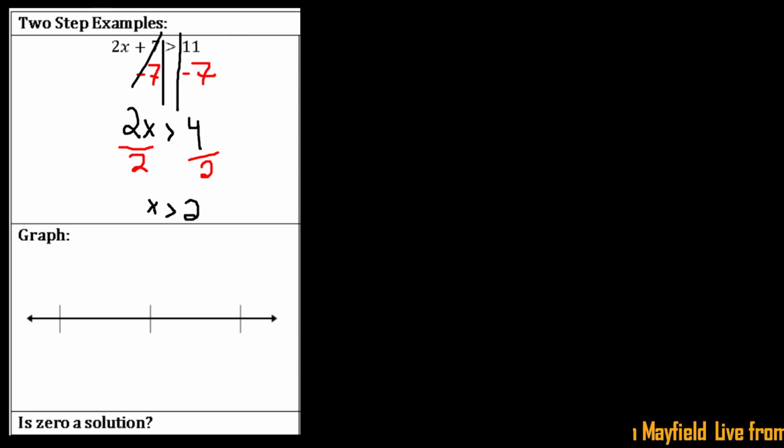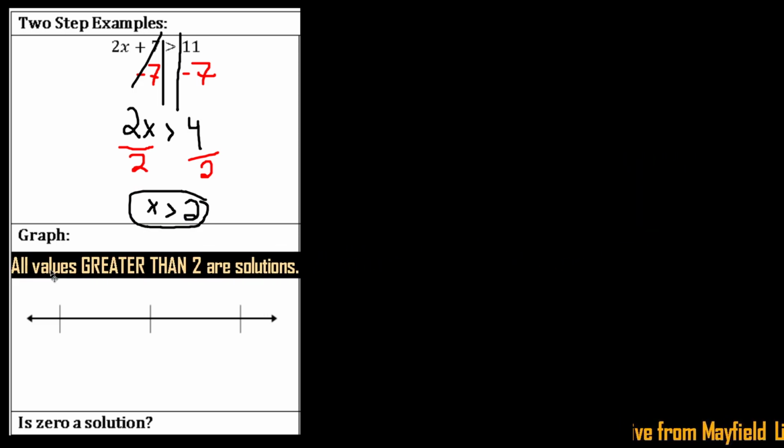So for my answer, the way you would write it is just like this. You're saying any value greater than 2 is a solution. So all values greater than 2. It could be 18, that is a possible answer. 22 is a possible answer. Anything greater than 2.